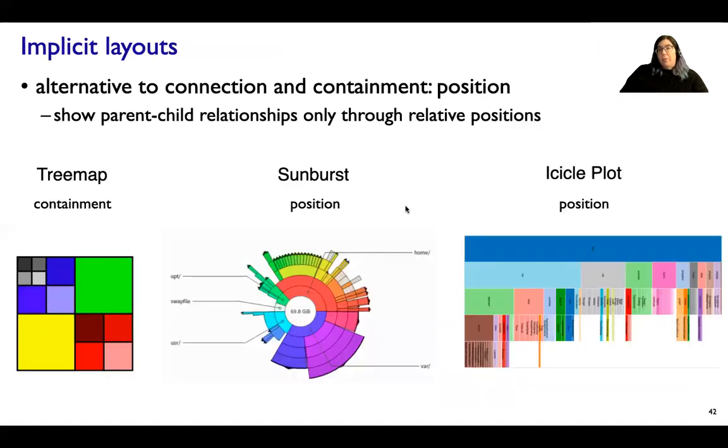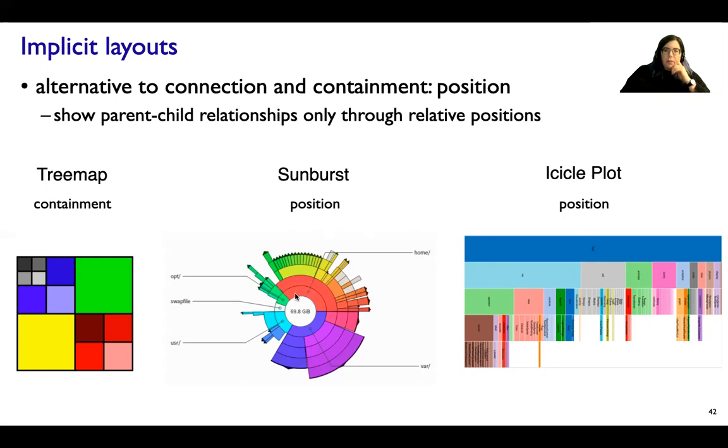Well, there are other things we could do as well. Something I'm going to call implicit layouts: if we thought about node-link views and then tree map views using containment, you could actually communicate parent-child structure in a tree solely through spatial position.